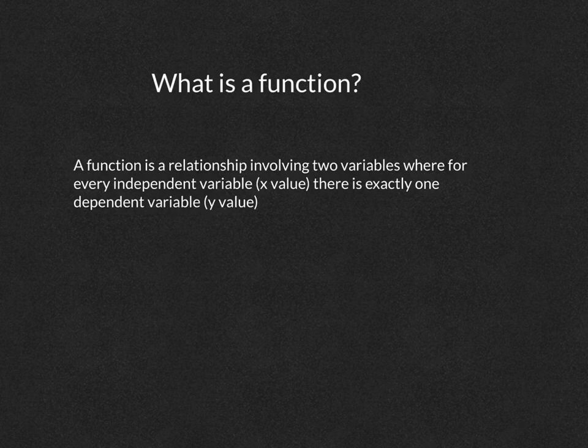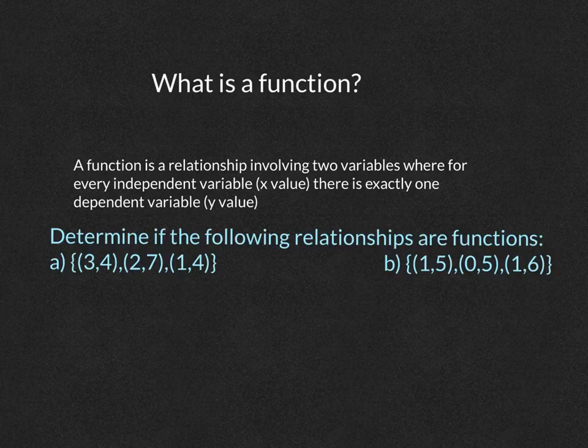The best way to tell if a relationship has a function or not is to make sure that for every x there is only one y value. So if you have the same x value have multiple y values, then that relationship is not a function. Let's take a look at some examples. Determine if the following relationships are functions.